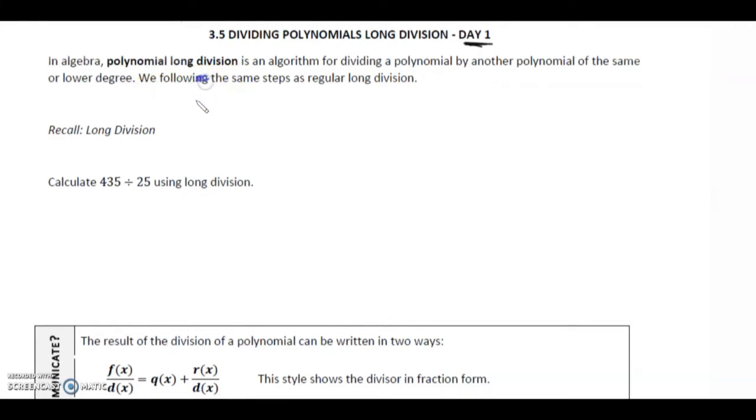We follow the same steps as regular long division, okay? So as a recall from like elementary school, if we had 435 divided by 25, what we would do is set up 435 divided by 25. Okay, we would say, how many times does 25 go into 4? None. How many times does 25 go into 43? Well, that's 1. So then, because it's going into 43, we would put the digit on top of the 3.